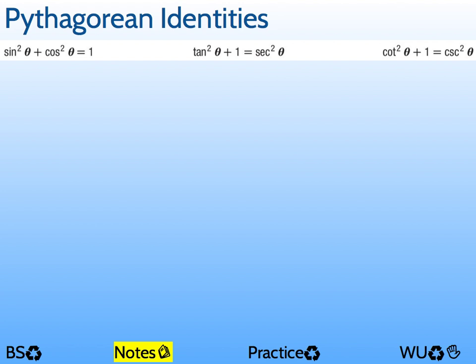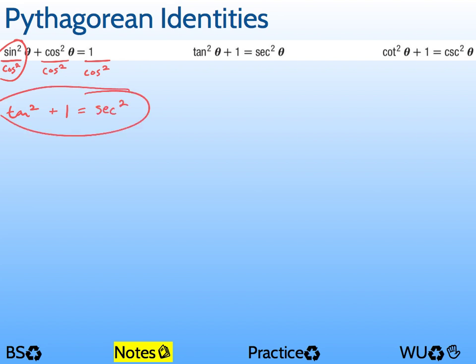Now, the one on the left, sine squared plus cosine squared equals 1, is the most important, and it's the one that you should think of in how to figure out the two on the right. So, one thing you can do to figure out the two on the right is just divide everything by, say, cosine squared. So if we divide all that, sine squared over cosine squared is just tangent squared, plus cosine squared over cosine squared is 1, and then 1 over cosine squared is secant squared.